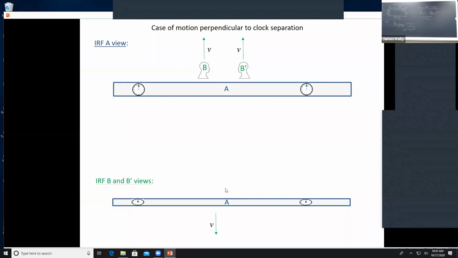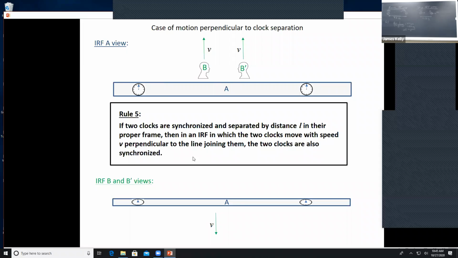perpendicular to its length. When events are simultaneous in one frame and they're separated by a certain distance L, if you move in the direction perpendicular to the separation of the events in which they're simultaneous, they stay simultaneous. And it's the same way with time differences between events. Well, let's not make it confusing here, but this is what Merman calls Rule 5. If two clocks are synchronized and separated by a distance L in their proper frame, that means the frame in which they're at rest.